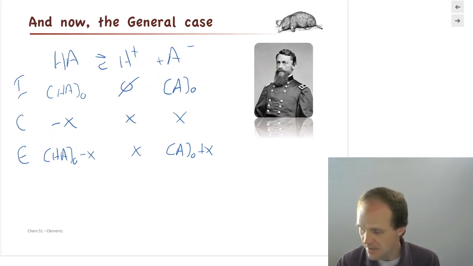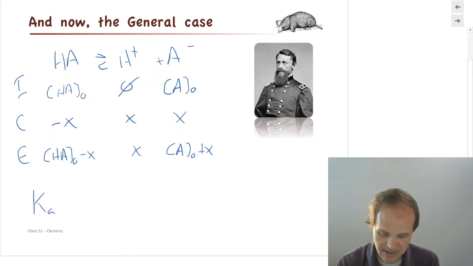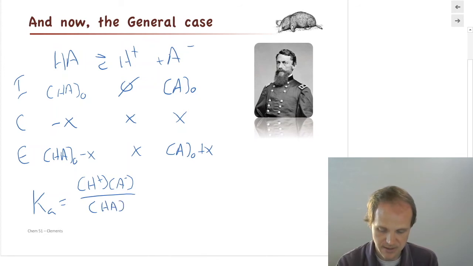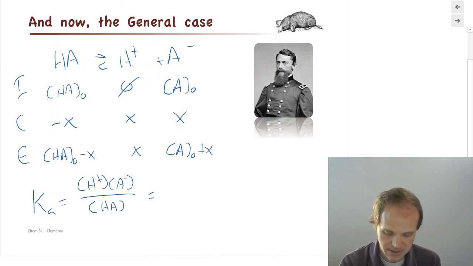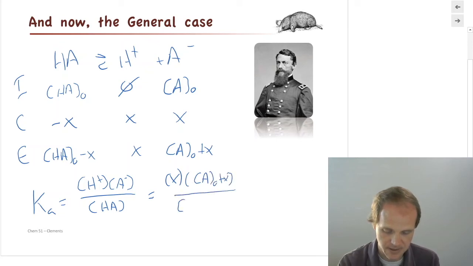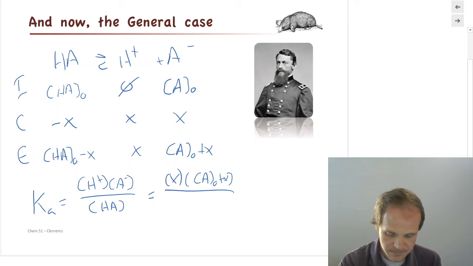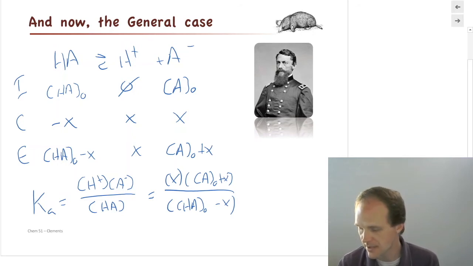All right, let's substitute that in. Our Ka is going to be H plus A minus over HA, and that is going to be X times A naught plus X over HA naught minus X. All right.